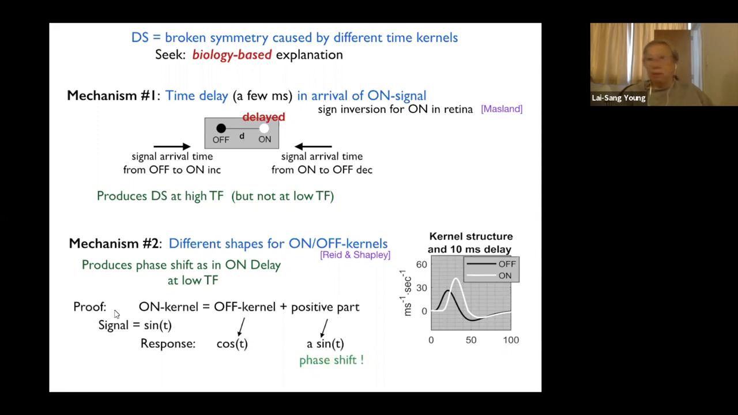And here's a cheaty proof, which can be turned into a real proof. Think of the on kernel as being the off kernel plus an extra positive bit, this bit up there. If this signal is a sine function, and I told you earlier that convolving with the LGN kernel is like taking a derivative, so the off kernel turns the sine into a cosine. But what does a positive part do? Convolving a positive thing with a sine function gives you a sine function. So you're adding a sine function to a cosine function, and that shifts the angle. This is the reason why we think that just having a slightly taller time kernel will have this effect.